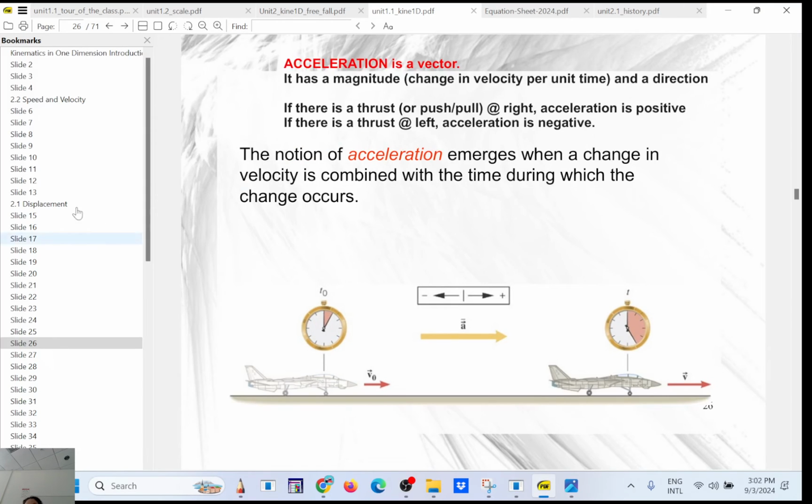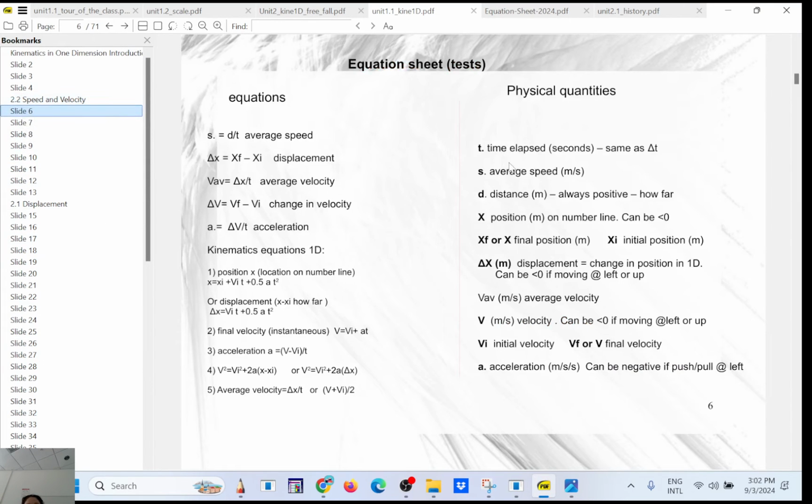So if you go back to the slide I had here. Time, check. Average speed, check. Distance, check. Position, check. Displacement, check. Average velocity here. And what's the definition for average velocity? So that will be the average velocity, delta x over delta t. Okay, average acceleration is delta v over delta t. Initial velocity, check. Final velocity, check. Acceleration.